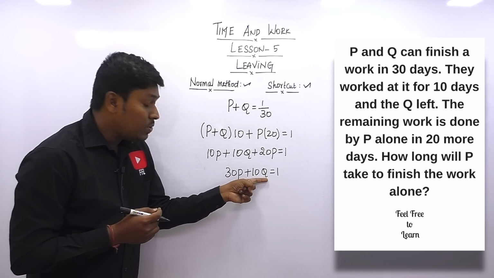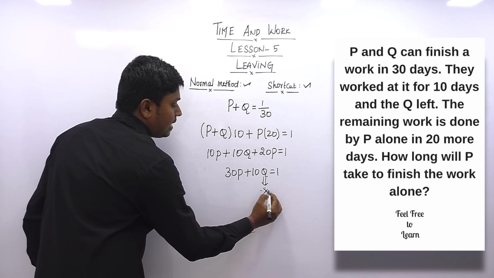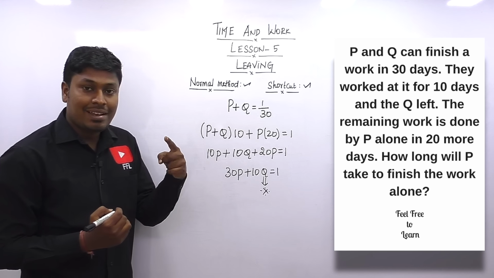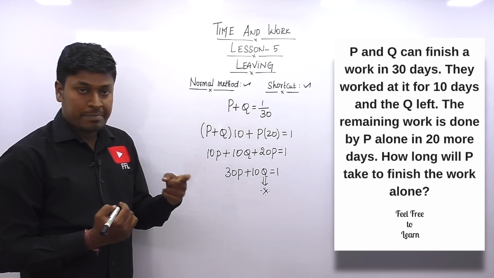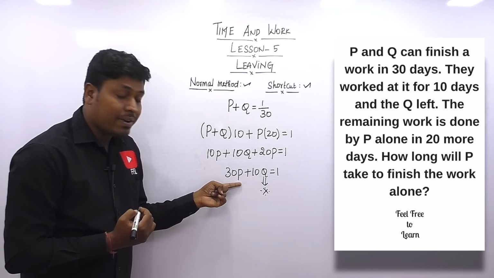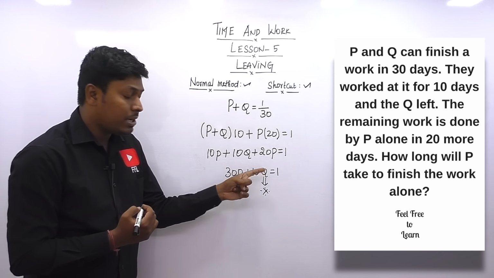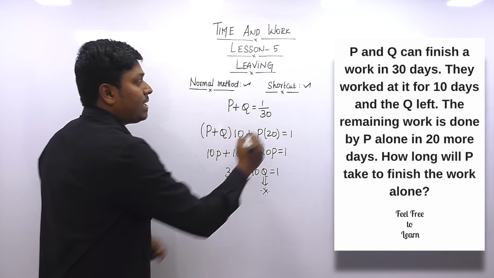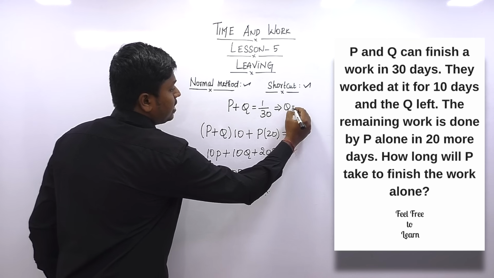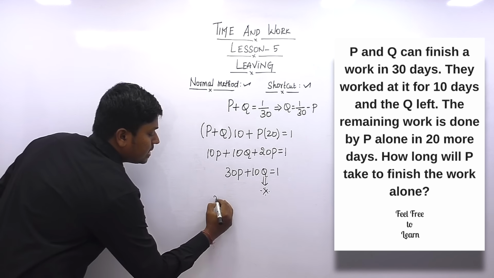So the next step is, you need to change the letter Q in terms of P. That is most important. In the previous question, we changed the letter in terms of B, because they were talking about the person B. In this case, our target is to find how many days P alone can do the job. So we need to remove Q and change Q in terms of P. We can write this equation as Q is equal to 1 by 30 minus P.